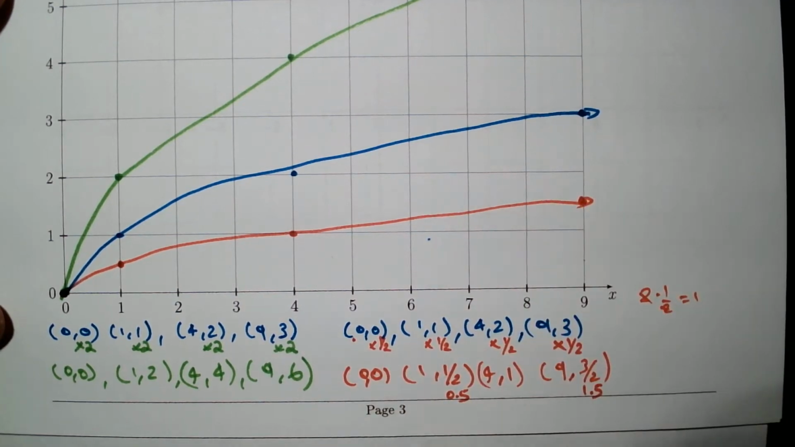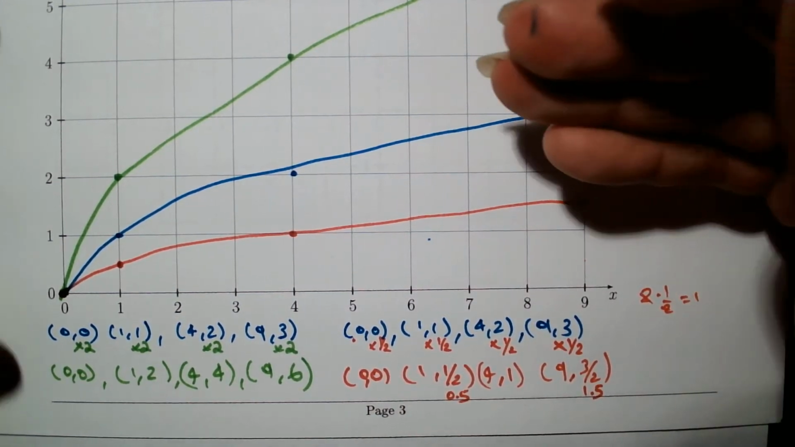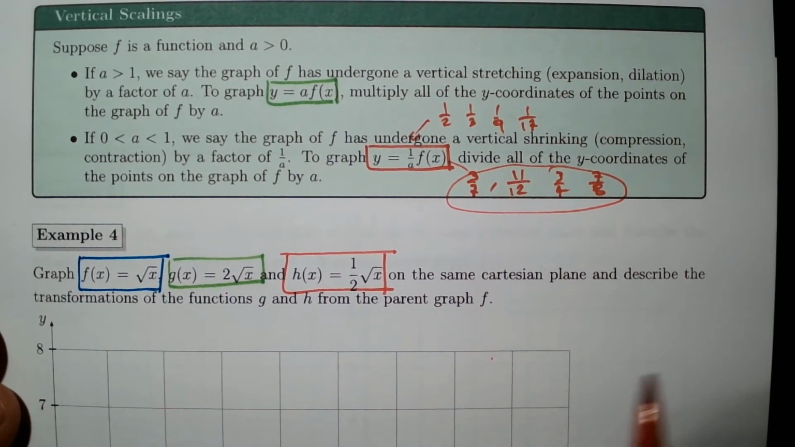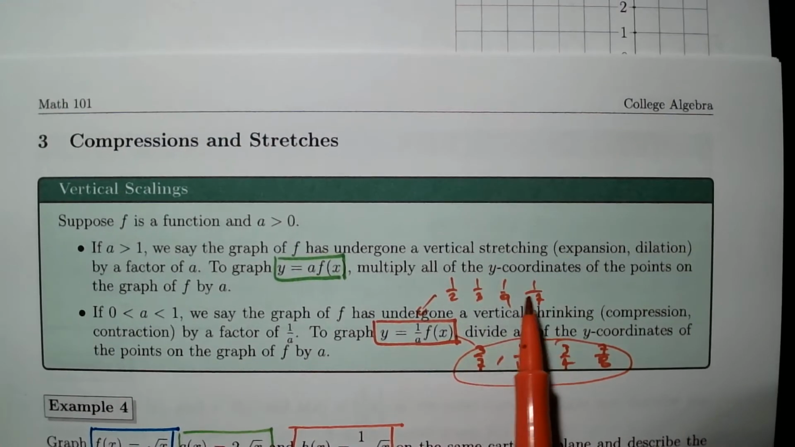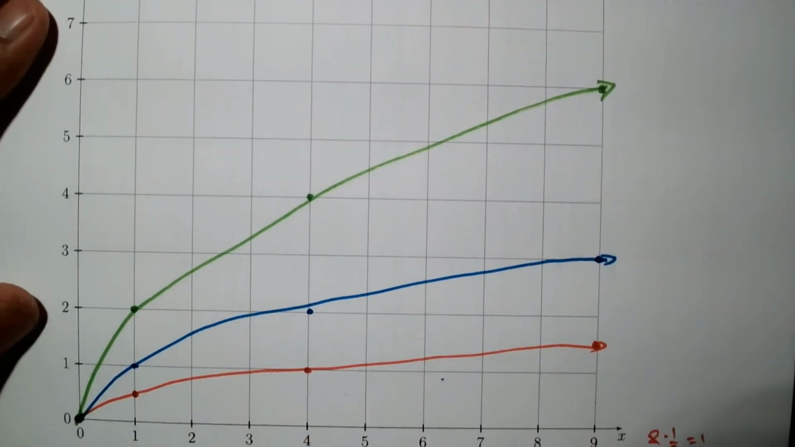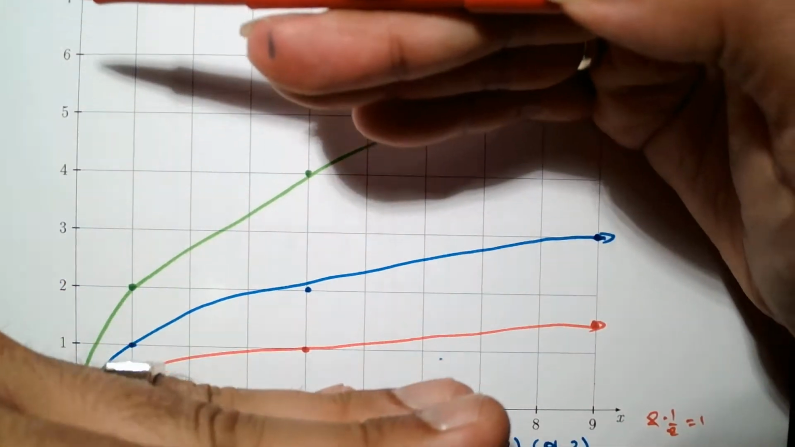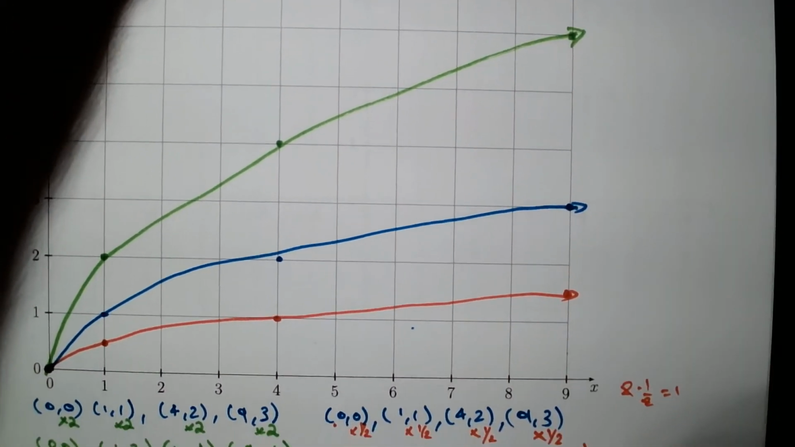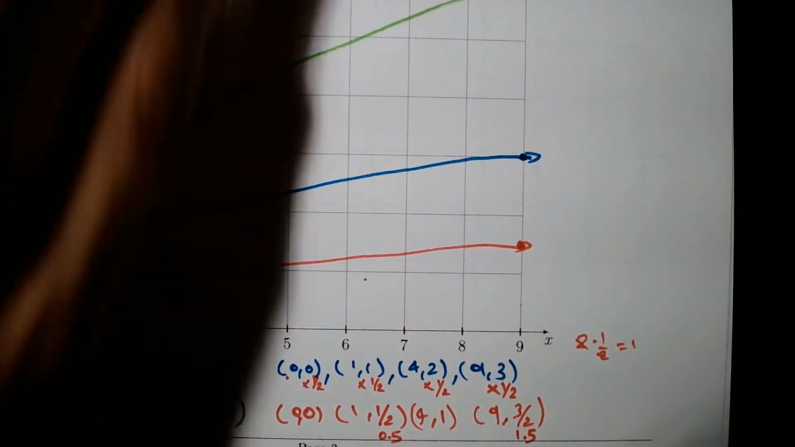So what did we get here? In this case, we got a shrinking, as stated over here, vertical shrinking versus vertical stretching for the green one, right? The green one became bigger, the red one became smaller in terms of its compression, right?